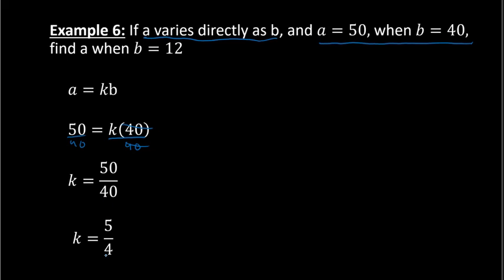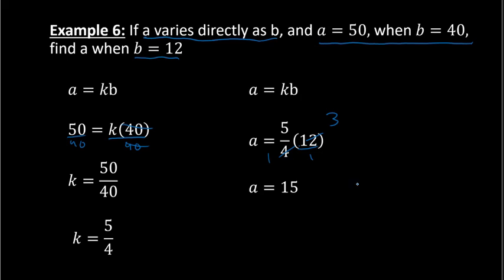So I have found the constant. So I'm not done yet, because my end goal is to find a. What I can do is use this equation again, a equals k times b. And I plug in k as 5/4, I plug in b as 12. So a equals 5/4 times 12. And then I solve this. 5/4 times 12, or times 12 over 1. 12 divided by 4 would give me 3 over 1. So I have 5 times 3, which would be 15. So my solution is a equals 15.